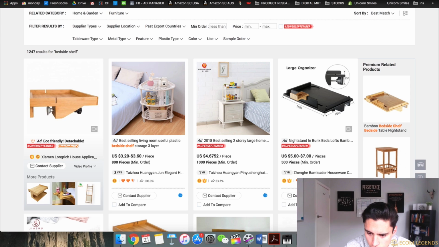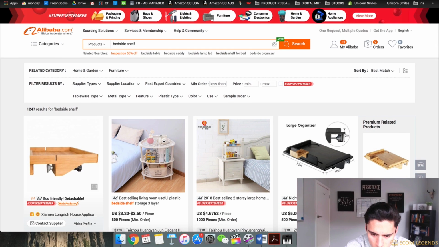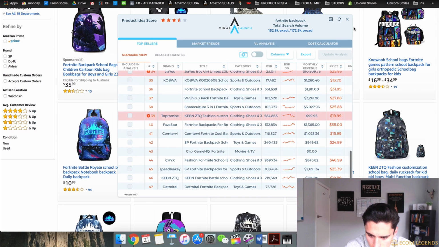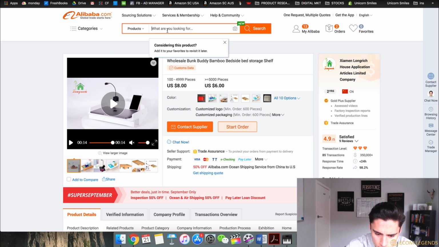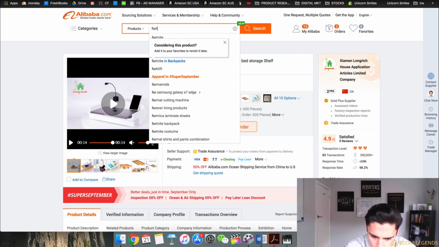The next one is the Fortnite backpack. The one that we said we wanted to go after was this one here, with the charger and so on. So let's just try to find that one. Fortnite. Hopefully we've got luck. Fortnite backpack.